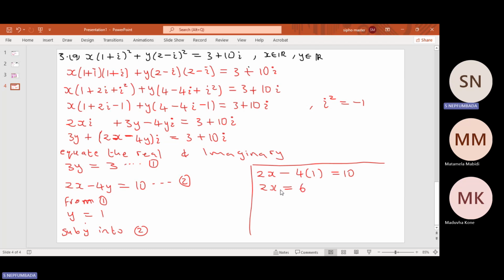Is that so? No, it will be positive that side. Then it means we're going to get 14. Then we divide both sides by 2. Guys, are you following? Yes. Therefore, y is equal to 1 and x is equal to 7. Any question?